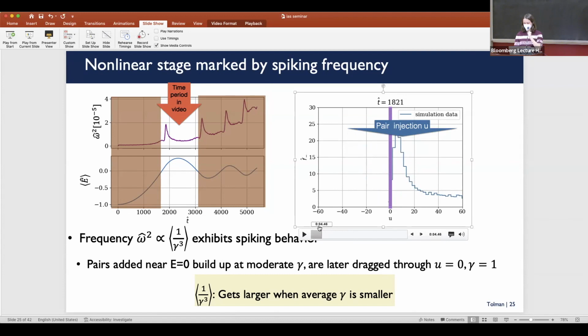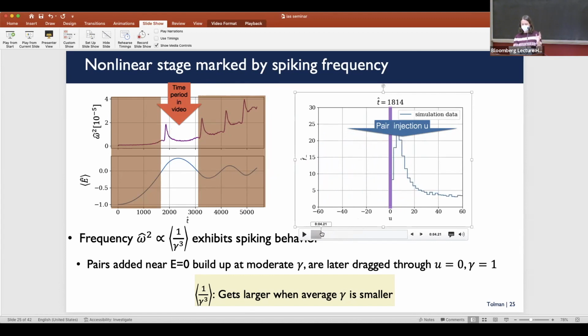But you've got this big bump of pairs, right? And they're going to get pulled through a momentum of 0 as they're reversed. So this is a Lorentz factor of 1, right? Which is much smaller than the other Lorentz factors in this situation. So as you pull them through Lorentz factor of 1, the average value of 1 over Lorentz factor cubed in the distribution function is going to get much larger. So that's what is causing these spikes here, right?